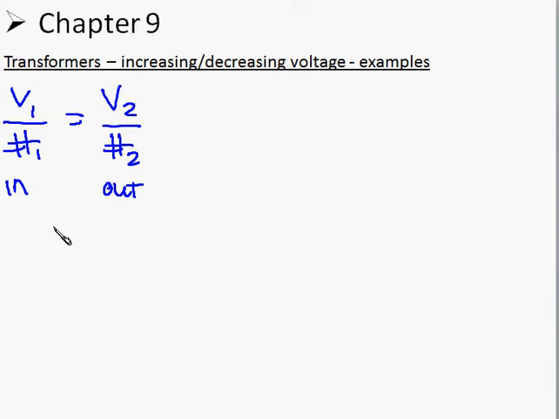So we are given for the in that we have 120 volts. Okay, so 120 volts we know. And then we're going to have 24 volts going out. And so they want us to know how many turns the primary coil has compared to the secondary coil. So if we say the secondary coil is 1, then we can find out how many times the primary coil is over the secondary, okay? So we're just saying this is 1, and we're going to find this value here, okay?